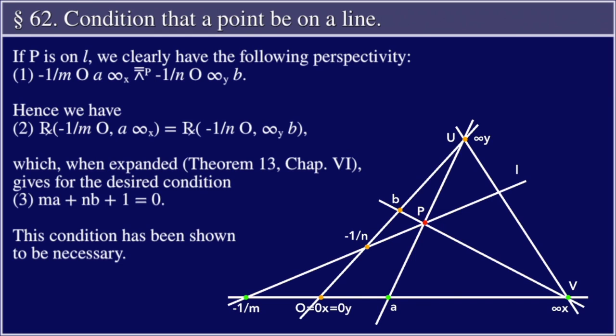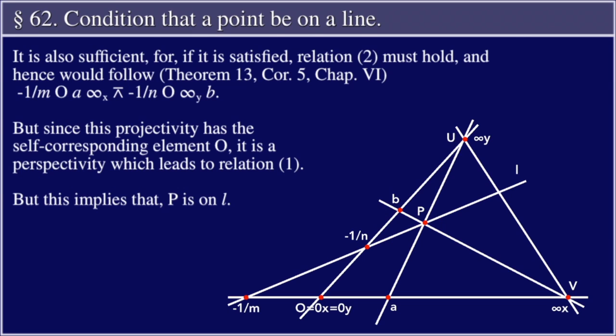This condition has been shown to be necessary. It is also sufficient, for if it is satisfied, relation 2 must hold, and hence, by Theorem 13, Corollary 5, Chapter 6, -1/m, O, A, infinity x is projective with -1/n, O, infinity y, B. But since this projectivity has the self-corresponding element O, it is a perspectivity, which leads to relation 1, but this implies that P is on L.